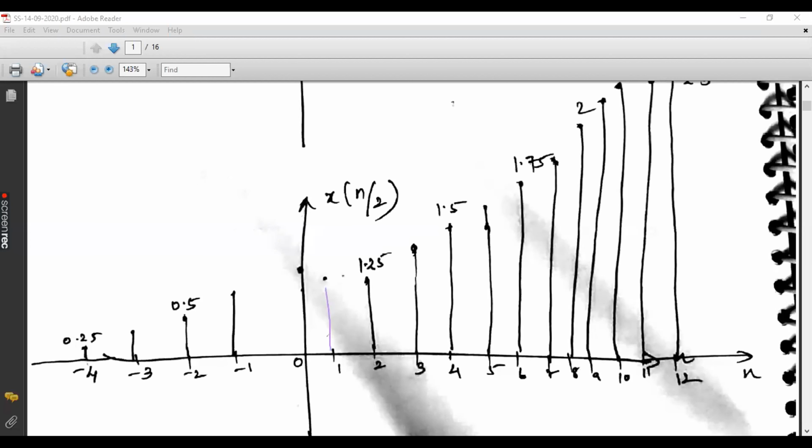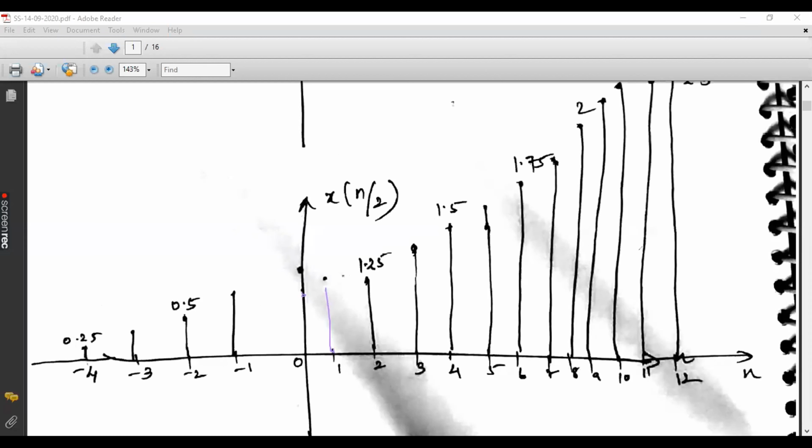Like this. It should be greater than this value, and it should be less than this value. Like this, you need to maintain uniformity. Accordingly, you are going to insert a few values between the samples. So finally, the entire signal is expanded from -4 to 12.